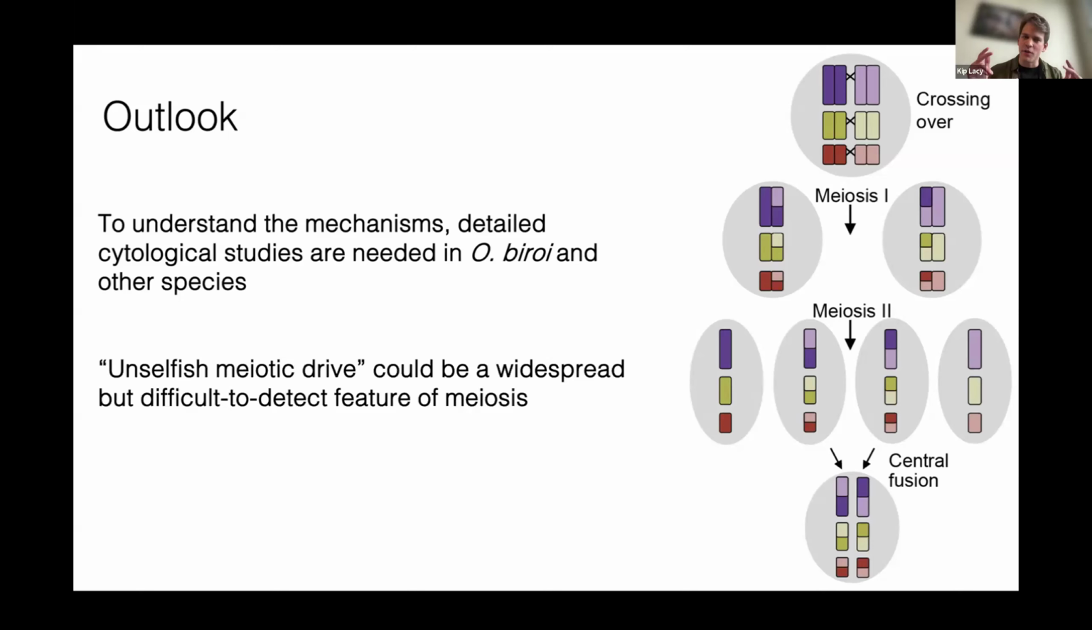But really, this unselfish meiotic drive could actually be more widespread than we currently appreciate. It's difficult to detect, and the only reason I detected it is because I was studying a system using phase genetic techniques that inherits 2 different products of female meiosis. And those other 2 studies are some of the only other ones that have comparable studies in animals.